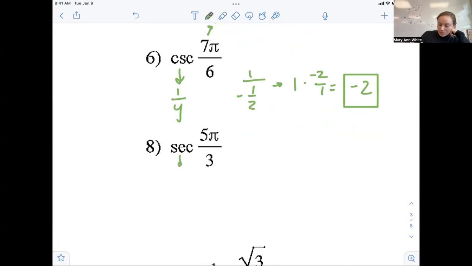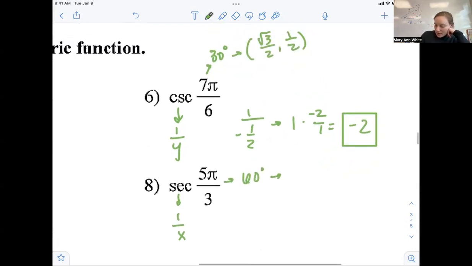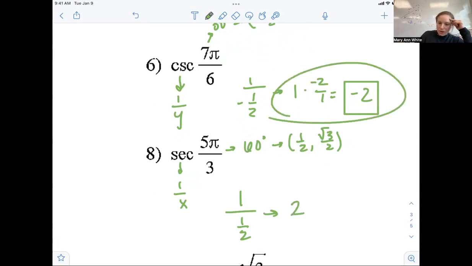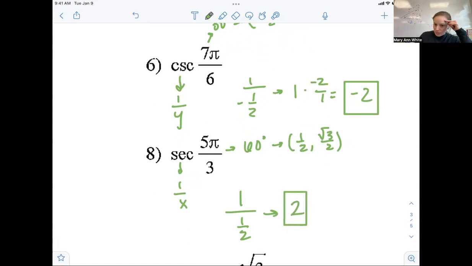All right, secant is 1 over x because it goes with cosine, and 5 pi over 3 is a 60-degree angle, and that's the opposite of my 30-degree angle. So that's going to be (1/2, √3 over 2). And so I want to do 1 over 1/2. It's almost the exact same thing as what I was just doing. Now I have to ask myself, is it positive or negative? 5 pi over 3 is in the fourth quadrant, so that's positive. I can do the math I did up here, but I don't want to. So I'm just going to keep my answer at 2.